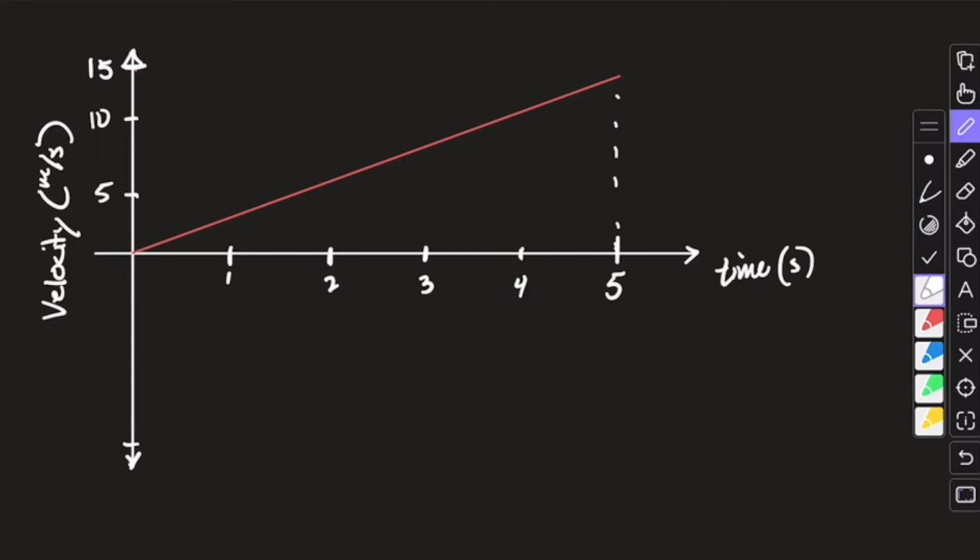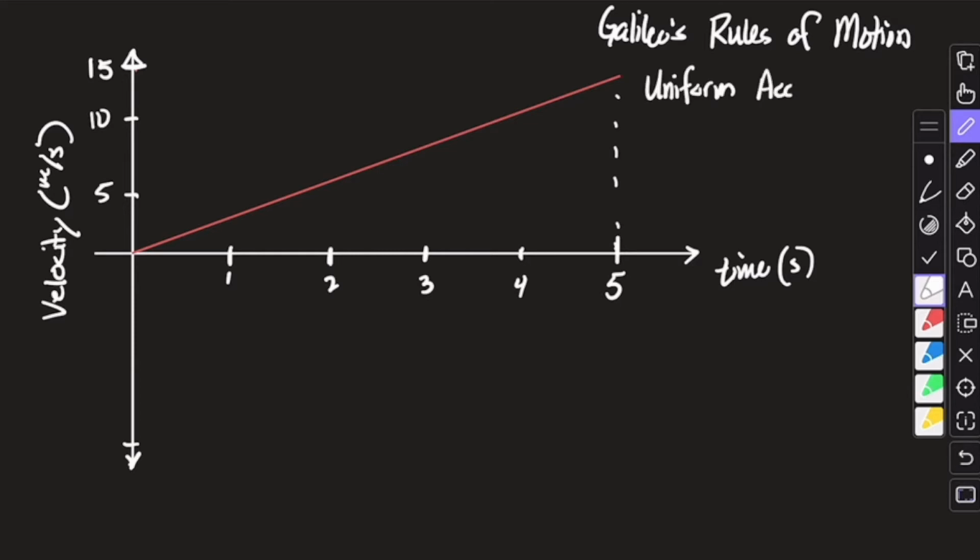Now, I'm going to add some vocabulary today. This vocabulary is not particularly complicated, but it's the kind of vocabulary we're going to use for something known as Galileo's rules. We've already kind of been working on this, but not been using a name for it. This is also known as uniform accelerated motion. They mean the same thing.